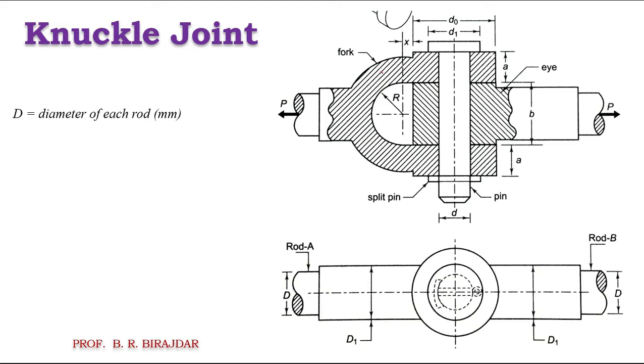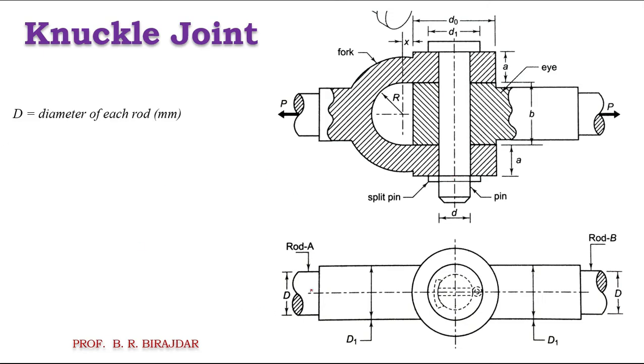So this is the knuckle joint, the front view and the top view. Three major parts are there in this: the fork end, the eye end, and the pin. Here are a few dimensions that we will see one by one.